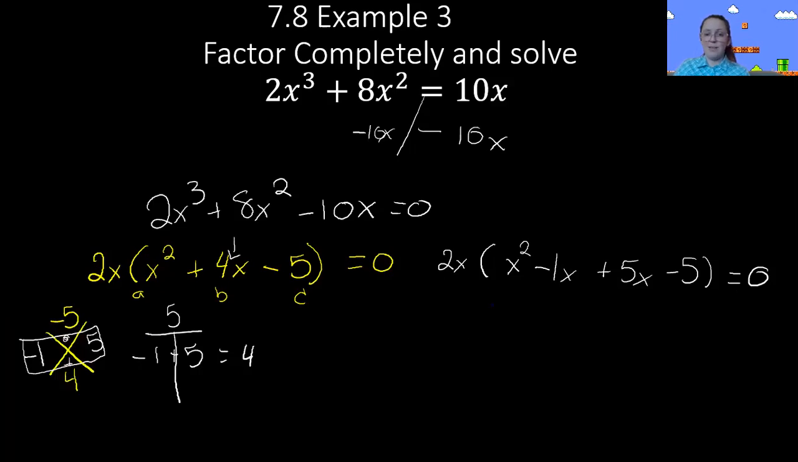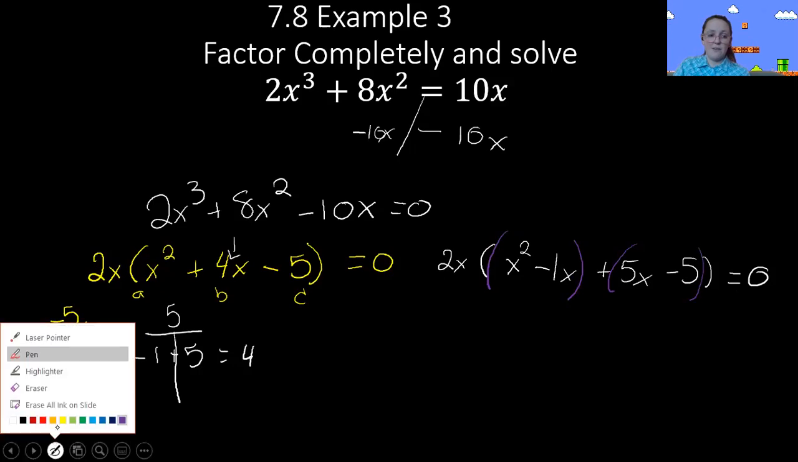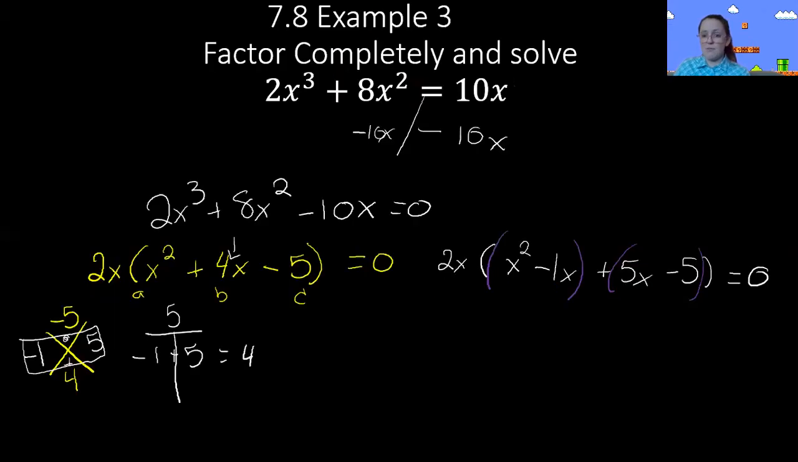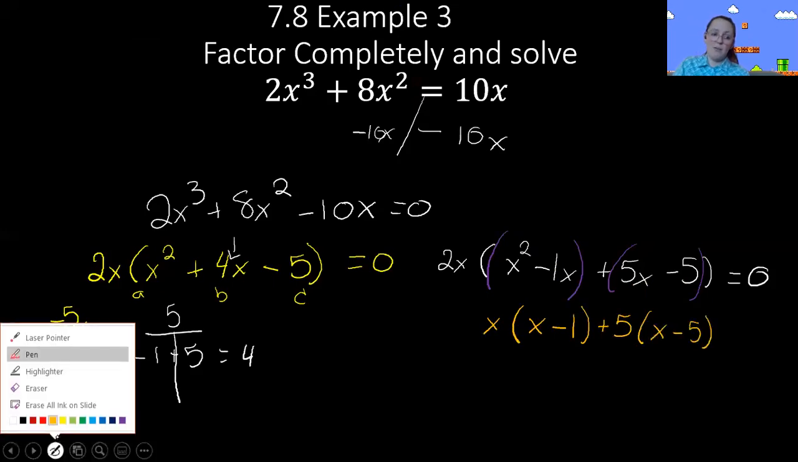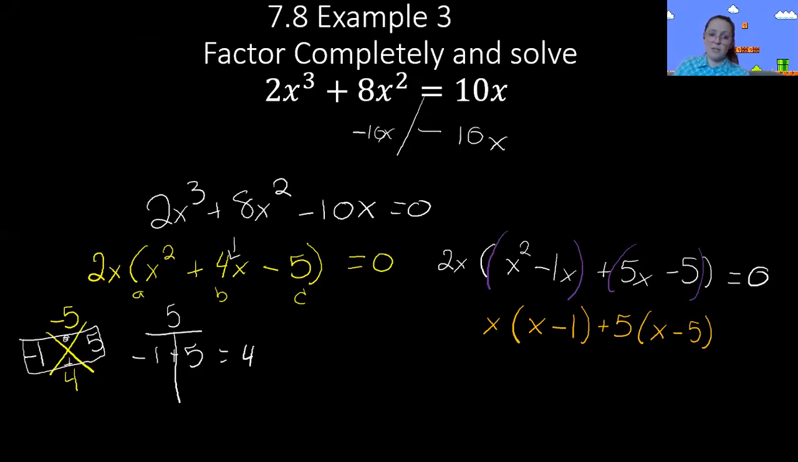Now we're going to do our factoring by grouping, and we're going to break this up into our pairs and take out our GCFs. The greatest common factor of this first pair is going to be an x, and what's left over is x minus 1. The greatest common factor of this pair over here is going to be 5, and we're left with x minus 5. And then we've got to come back and grab all those things that are just hanging out in the beginning. So we have our 2x.